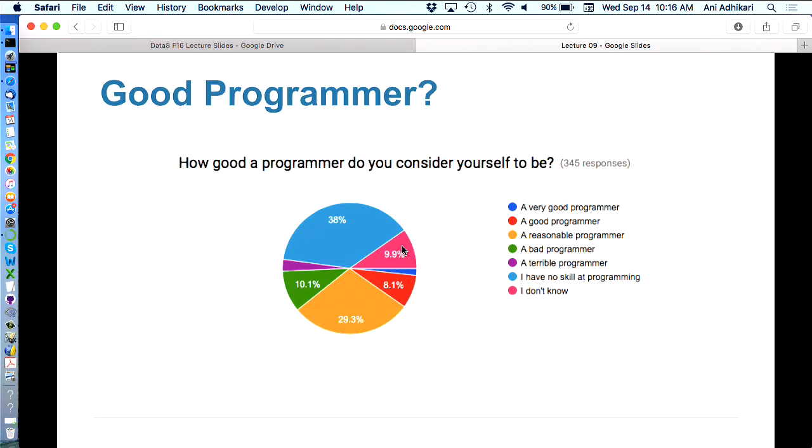I will say to this purple crowd, the I am a terrible programmer crowd, maybe don't need to be quite so hard on yourself. I mean, you're probably better than you think. Okay. I implore you to please fill this out.